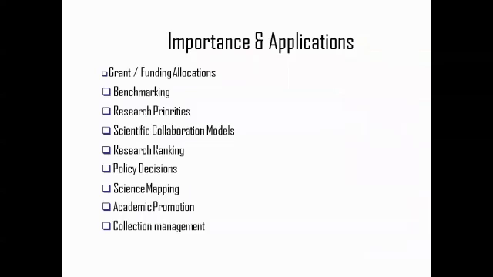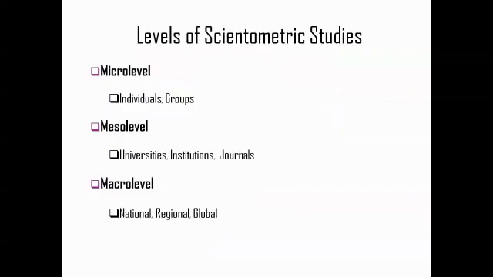The importance and application is, if you want to know about grant and funding allocations, benchmarking activities, research priorities, scientific collaboration models, research ranking, policy decisions, science mapping, academic promotion, collection management, all these levels can be covered by scientometric analysis. And there are certain levels of scientometric studies: micro level, meso level, and macro level. At the micro level, we can do it for an individual or group. At the meso level, we can do it for universities, institutions, and journals. At the macro level, it can be done for national, regional, and global scales.